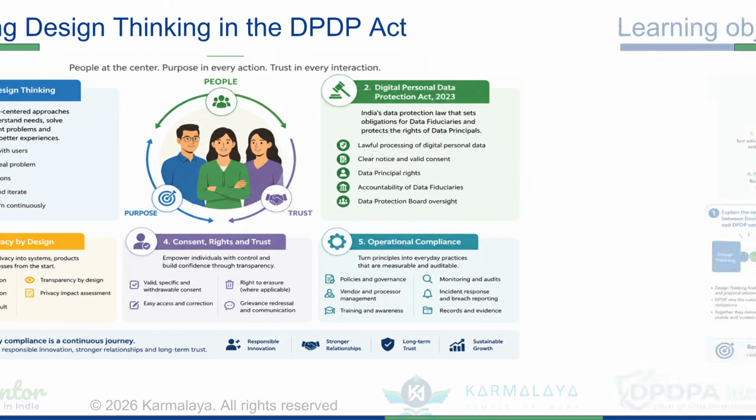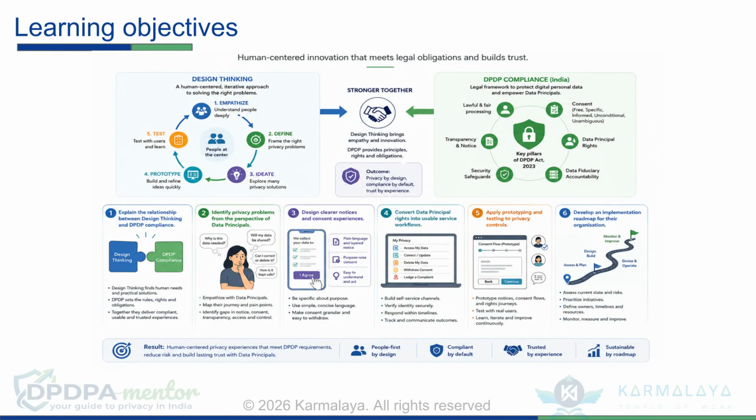The 6 objectives are: first, we will understand why design thinking is relevant to a data protection law. Second, we will identify privacy problems as they actually occur in real user journeys. Third, we will examine how to design consent experiences that are clear, specific, and capable of being withdrawn. Fourth, we will look at rights management. A right is meaningful only when the organization provides a practical mechanism through which the data principal can exercise it.